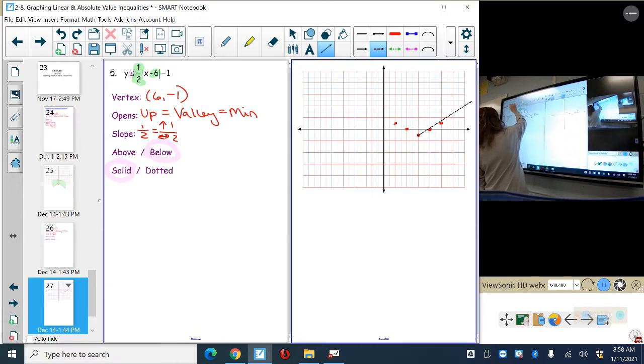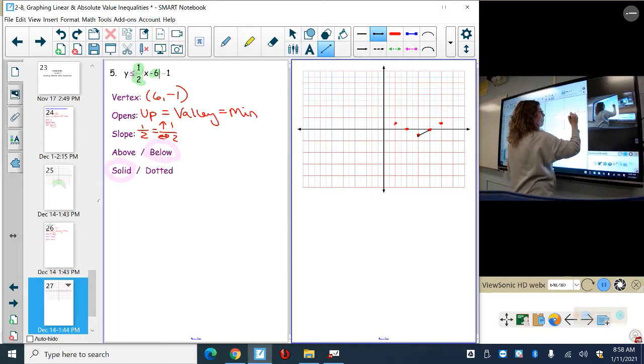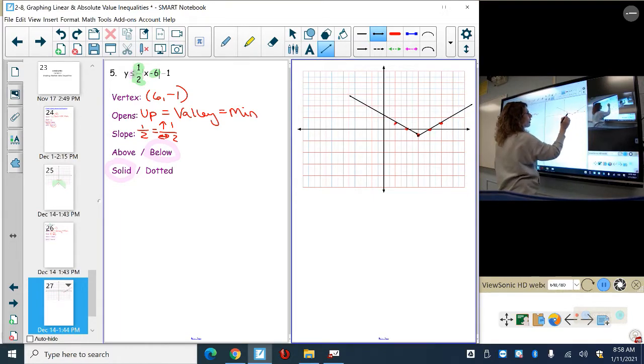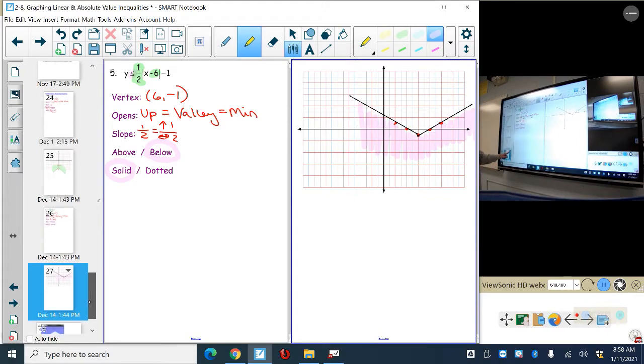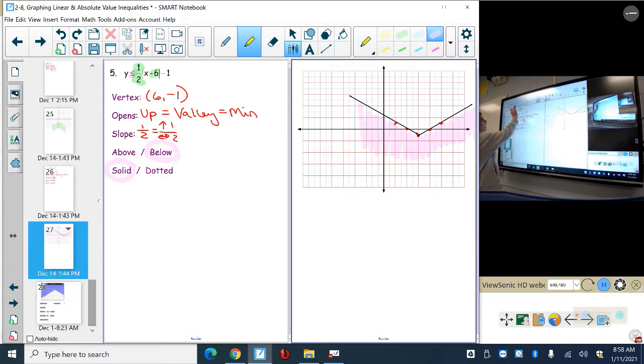And oops, that is a dotted. Don't want that. And I'm going to shade below every one of my points. So if I'm shading below every one of my points, I want the outside of our valley. And you are done. Okay? Let's go to the next section on here.